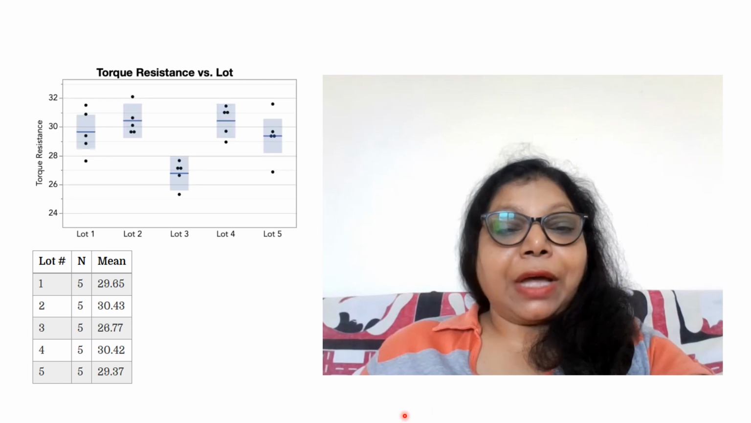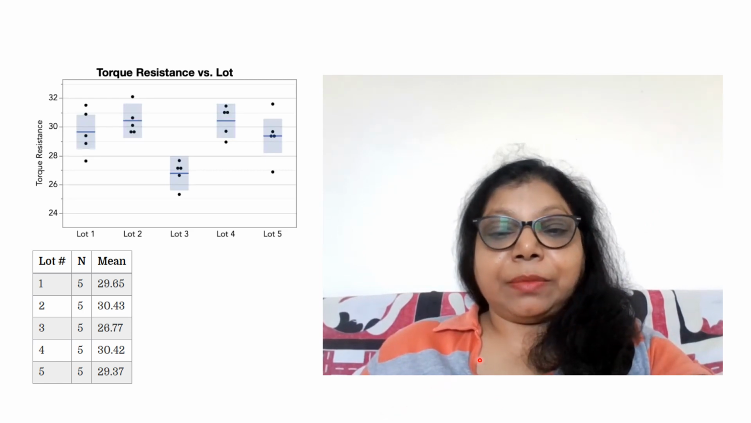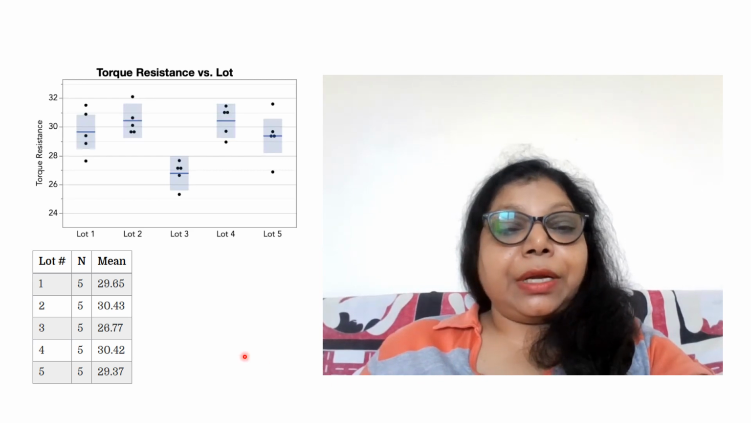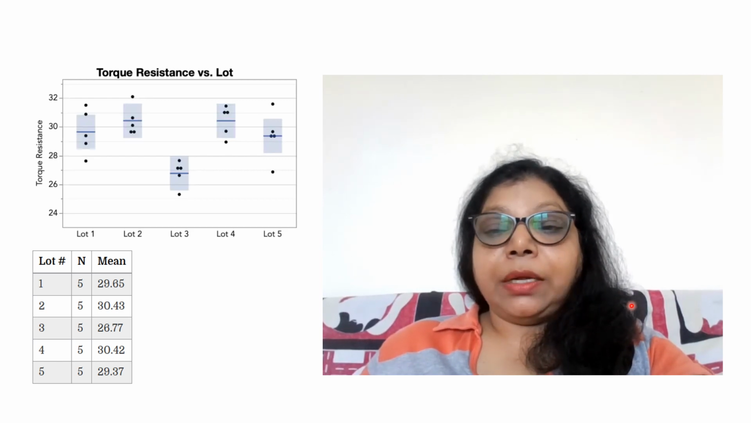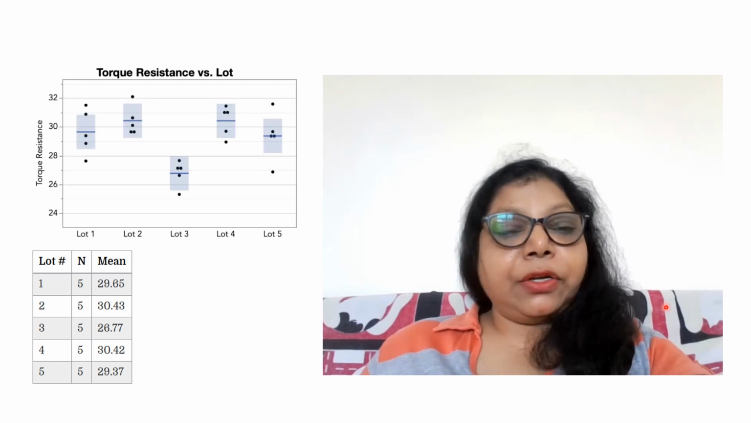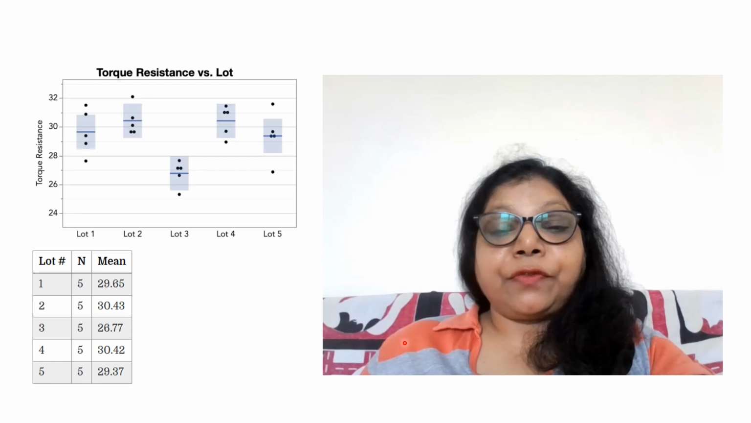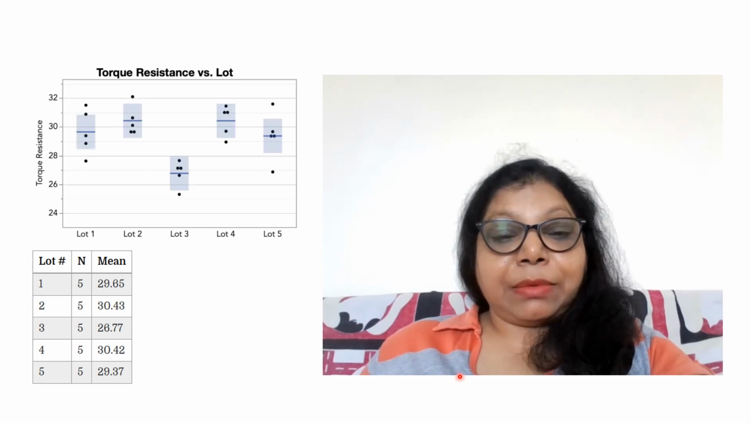Okay, so here we have the ANOVA table. The ANOVA results are typically displayed in an ANOVA table, and this table includes the source, that is, the sources of the variation, including the factor being examined. In our case, it is lot, and it can have error and total also. Then DF, that is the degrees of freedom for each source of variation. Then we have sum of squares, that is the sum of squares for each source of variation. Then mean square, that is the sum of squares divided by its associated degrees of freedom.